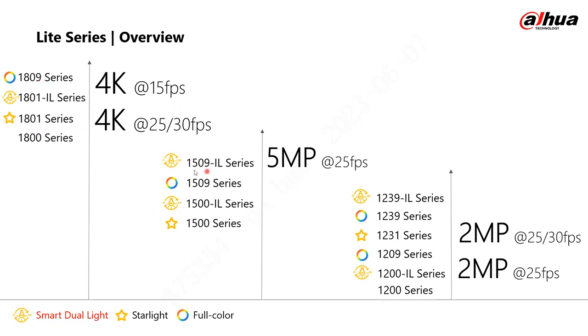So similarly to this, if the light series, we have 5 megapixels, first generation, then we have different kinds of functions that we have here. So this is full color functions for the two.